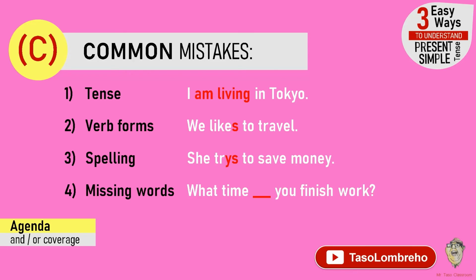Example 2, we likes to travel. Remember? Yeah, when the subject is we, we do not need to add s at the end of the verbs. Number 3, spelling. She trys to save money. The spelling is incorrect because y usually will be dropped and replaced by i. Okay. Number 4, missing words. What time you finish work? This is the most occurring mistake that students make. Something is missing.